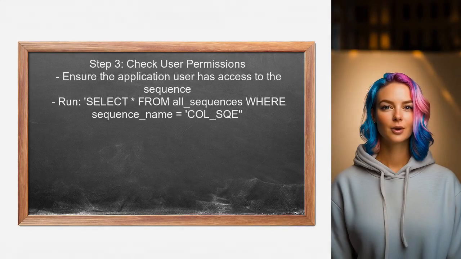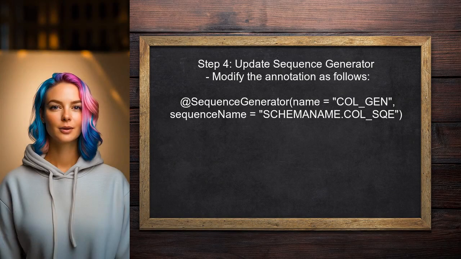The user should also ensure that the sequence is accessible to the user account that the application is using to connect to the database. This may involve checking user permissions. Finally, if the issue persists, the user can try explicitly setting the schema in the sequence generator annotation. This ensures that Hibernate knows where to look for the sequence.